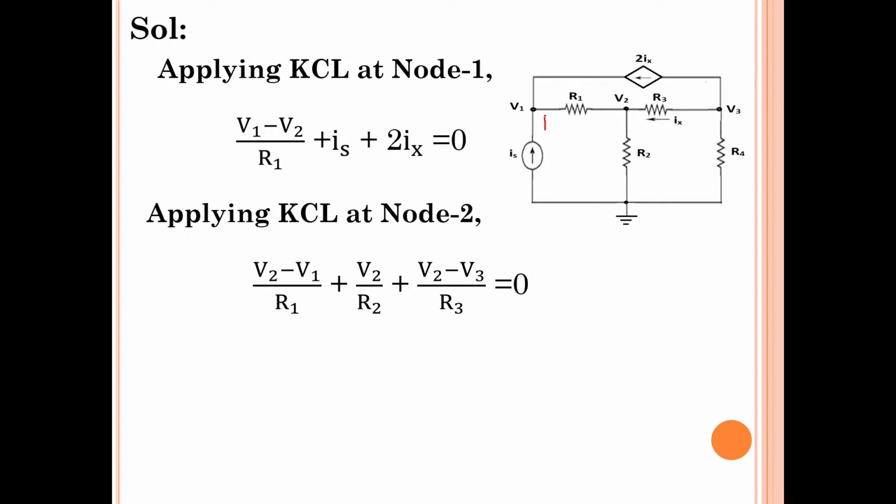I will tell you what I have assumed here. I can assume all currents entering or all currents leaving, but apart from this current, I have considered this current also positive. So this current I have assumed as V1 minus V2. Okay, so I have assumed current is leaving this node. Okay, so simply I have added.